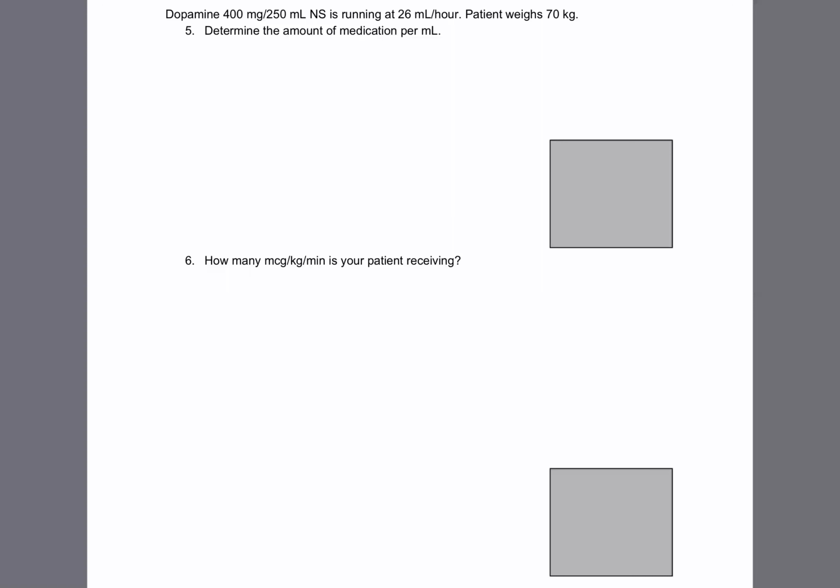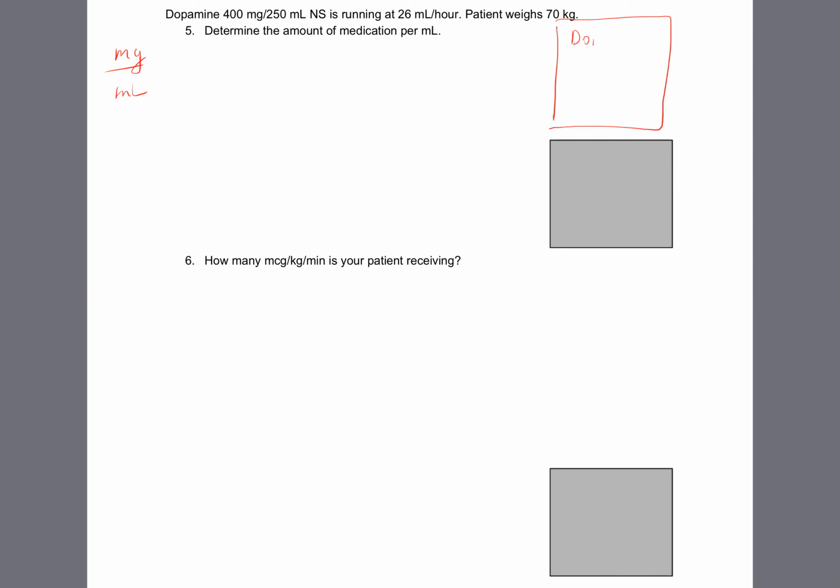Questions 5 and 6 are based on this information. Dopamine 400 milligrams per 250 mLs NS is running at 26 mLs per hour. The patient weighs 70 kilograms. So let's determine the amount of medication per ml. So remember, we're just looking for milligrams per ml. And we did this earlier in number 1.